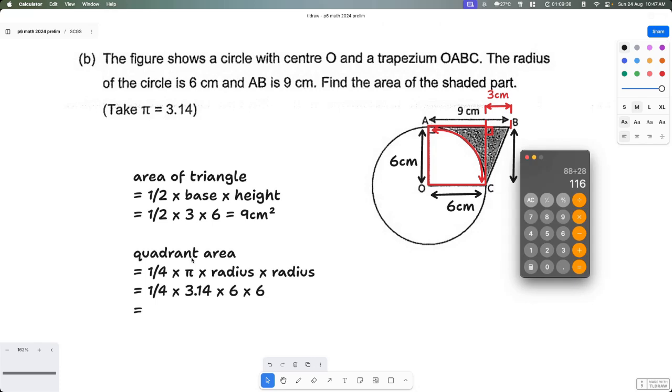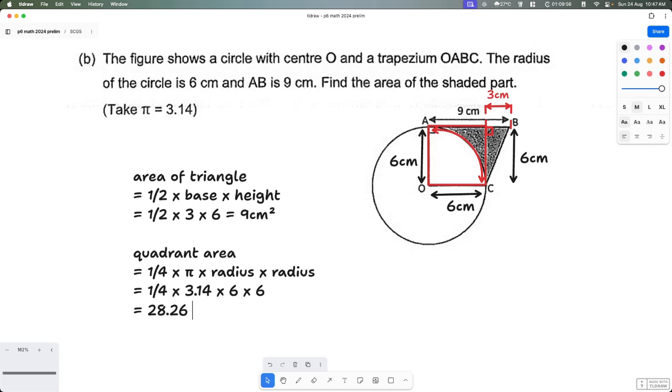So 3.14 times 36, and then divide by 4, which gives 28.26. So that's the quadrant area, in centimeters squared. So now we know the quadrant area.